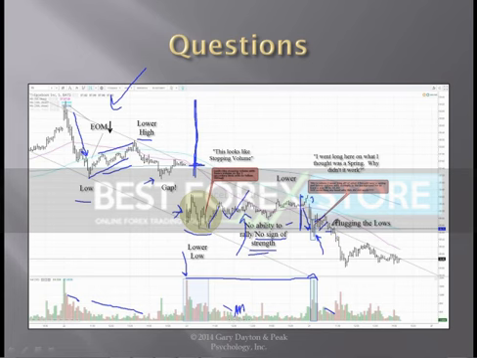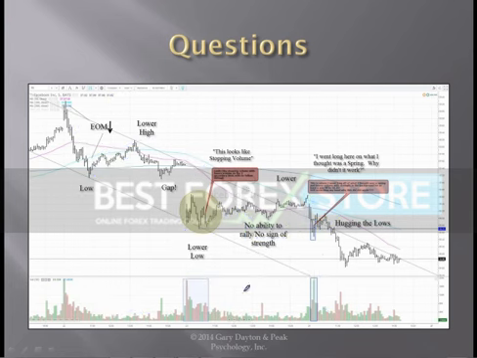I don't know if this is a pickup in volume or not. Probably not. But regardless, this is what we call hugging the lows. We're not getting any lift off. A spring should lift. Let me erase this a second. I'm not going to go into great detail on the spring because it's really a trade setup. But this could be considered a test of the spring.